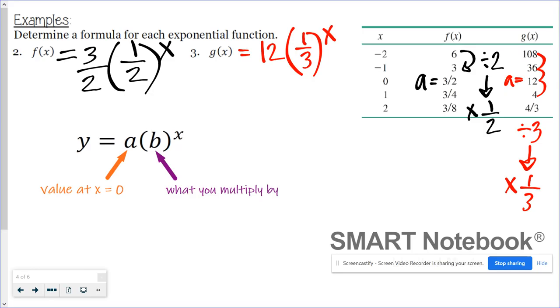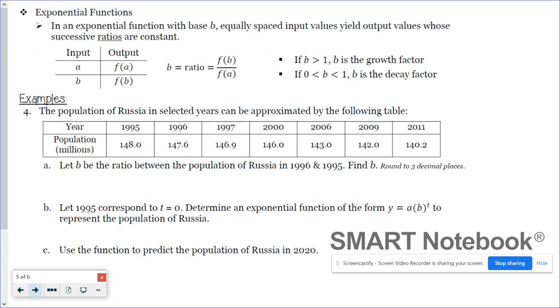So how do you do? Okay. So here's a question: what if you can't easily see what that change factor is? Because this was pretty easy to see. But when you can't, you can calculate the change factor.